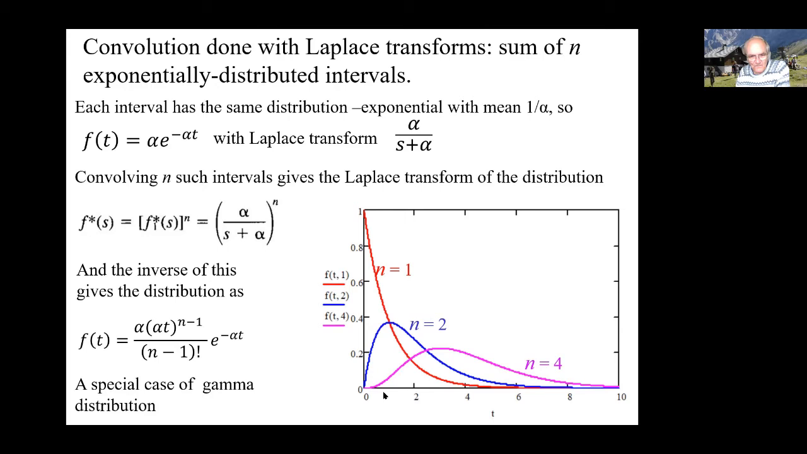And if you look at it for a sum of 4 exponentially distributed intervals, it looks like that. These are eventually converging to a normal distribution, in fact, but that doesn't matter. In fact, this whole exercise is not very useful because we don't usually want to consider a fixed number of exponentials. We usually want to consider a random number of exponentials. So that's the real problem we need to deal with. It's a bit more complicated.